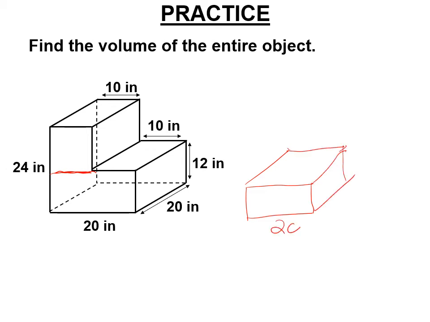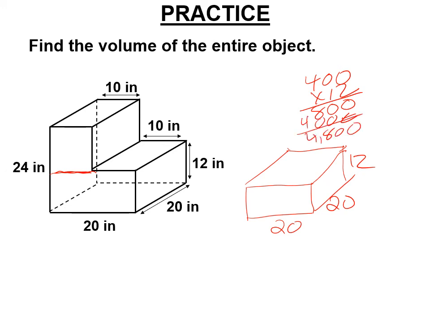That's 20 by 20 by 12. All right, so let's do the volume of that. 20 times 20. 2 times 20 is 40, so that's 400, and then we have to do 400 times 12. 2 times 0, 2 times 0, 2 times 4 is 8. Step over, 1 times 400. So the bottom section is 4,800 cubic inches.